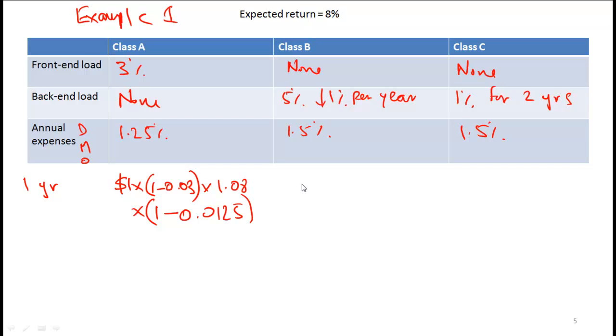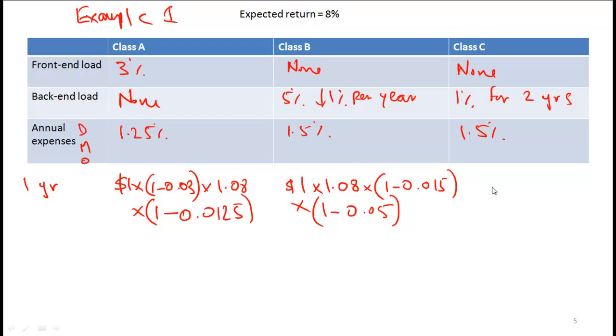What if you invested in class B shares, and if you withdraw after 1 year, remember there is a redemption fee of 5%. So what happens? The $1, initially there is no front end fee, but we are expecting this $1 to grow at 8%, so we multiply this by 1.08, and then we are hit by 2 fees at the end of the year. One is our regular annual fee, so we multiply by 1 minus 0.015, so that's our 1.5% fee, plus there is a 5% redemption fee for 1 year. So there we then multiply by 1 minus 0.05. So this will give us how much money we have after 1 year for class B shares.